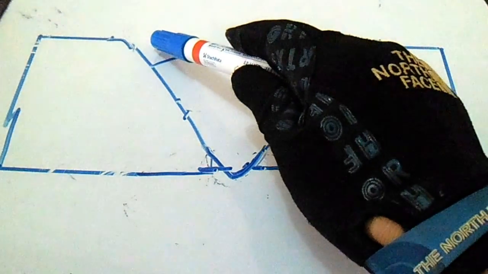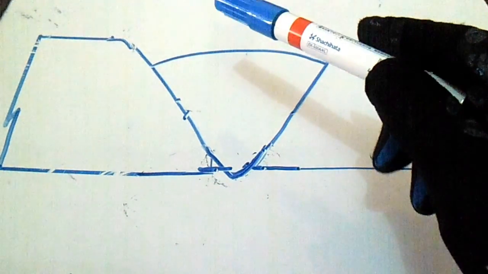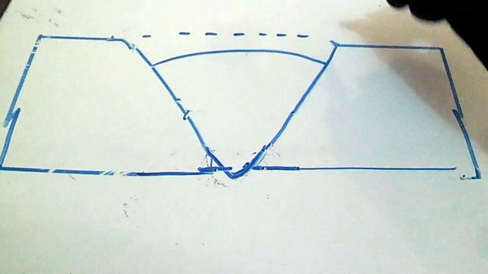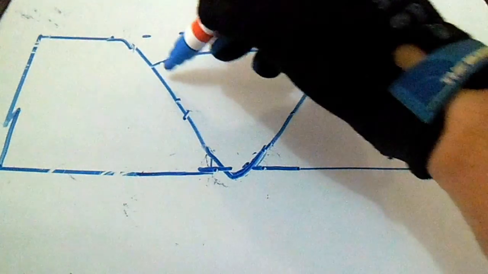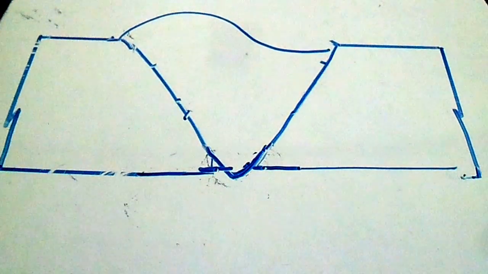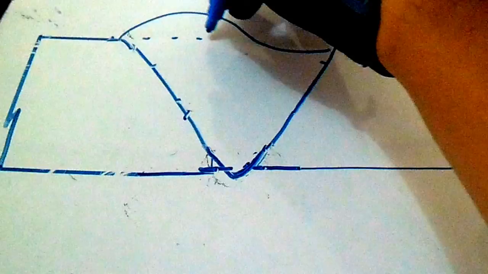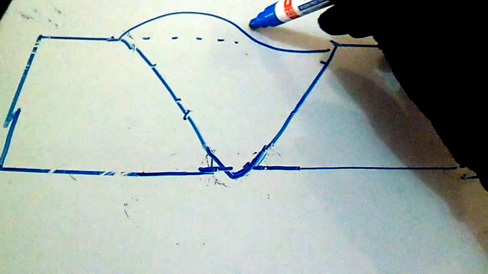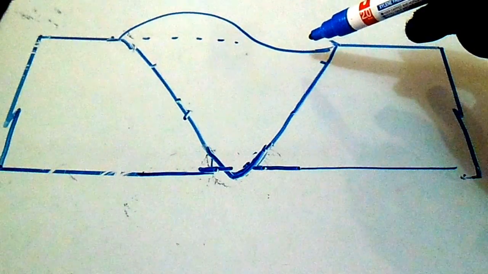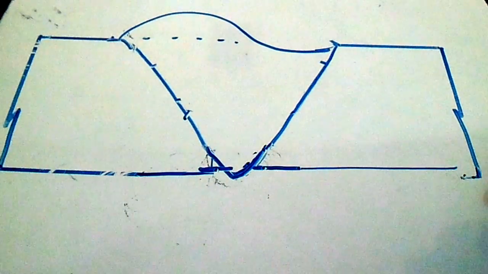So next is underfill. Okay, this is a sagging cap, I mean, a swallow cap, or a lack of reinforcement. This is our alignment of pipe, and this is the weld. So this is a swallow cap. The defect here is underfill. This is our alignment of pipe, and the underfill is here. So this is also a lack of reinforcement. Okay, so next.